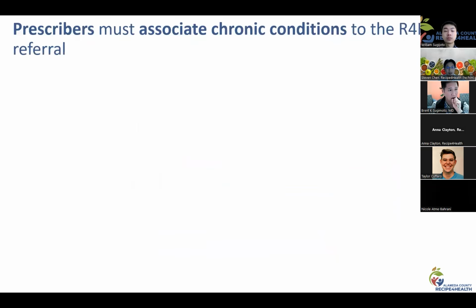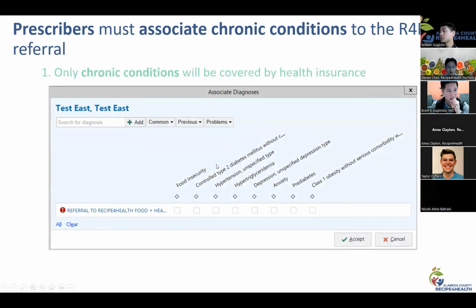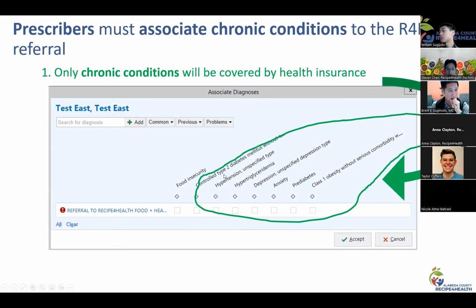All right, here's a key piece though. This is really important feedback because we have a lot of new folks at Lifelong, and we don't always see this happening, but I know it takes practice. So I'm going to hit it again. Prescribers must associate chronic conditions to the referral when indicated. The reason is that only chronic conditions will be covered by a health plan, and so we are using scarce resources to cover the other condition, which is food insecurity.